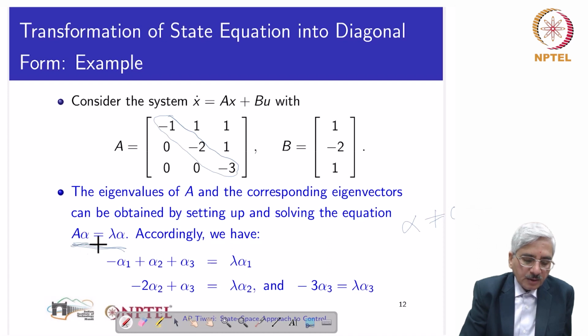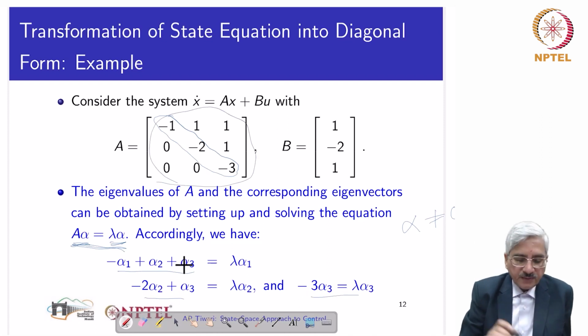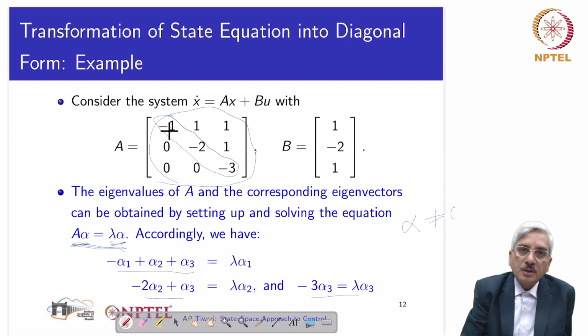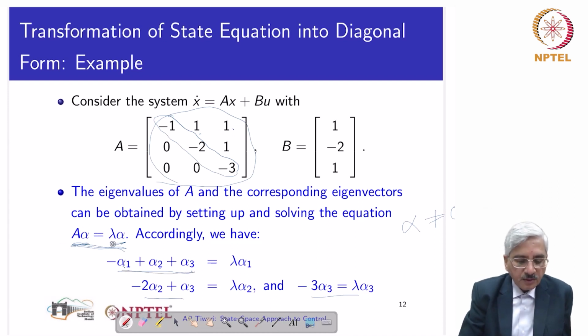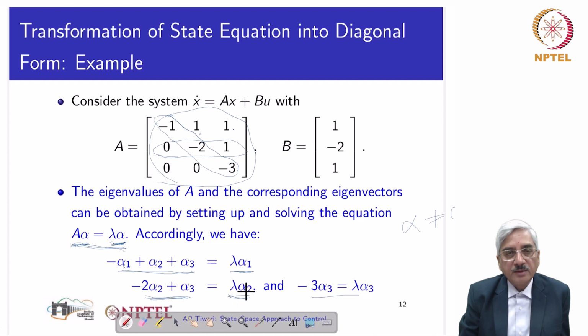So A alpha equal to lambda alpha leads to these three equations for this given A matrix. You can verify that the first row of A times the column alpha 1, alpha 2, alpha 3 gives this one, equal to lambda alpha 1. The second row times alpha 1, alpha 2, alpha 3 will give this one, and the right hand side will be lambda alpha 2, and the third one will be this one.